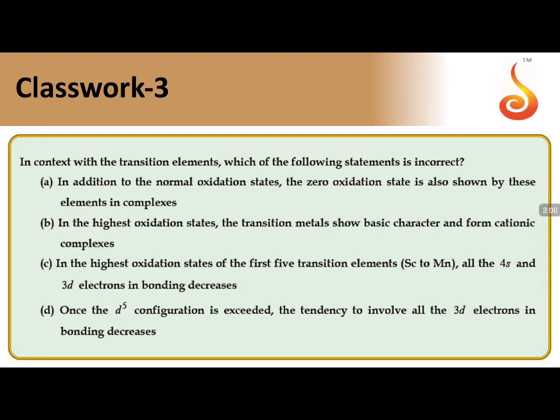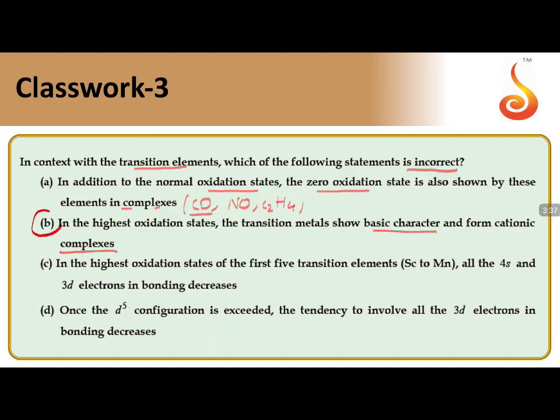In context with transition elements, which of the following is incorrect? In addition to normal oxidation states, zero oxidation state is shown by elements in complexes. Correct. Carbon monoxide, we have seen NO, we have seen C2H4. We have seen in the synopsis that the elements will show complexes with lowest oxidation state, particularly with carbon monoxide, zero oxidation state also. In the highest oxidation states, transition metals show basic character and form cationic complexes. No, this is the wrong option.